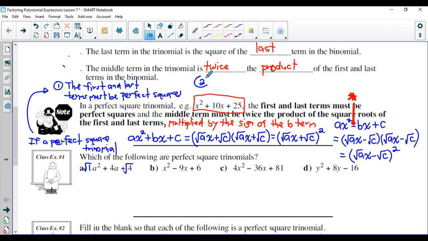Now, the other thing we need to check, and I'll write this down mathematically, is that the value of b should be equal to either plus or minus 2 times the square root of a times the square root of c. This sign here, whether it's plus or minus, is going to be determined based on the sign in front of b.